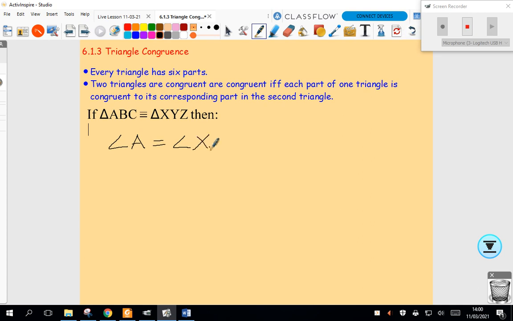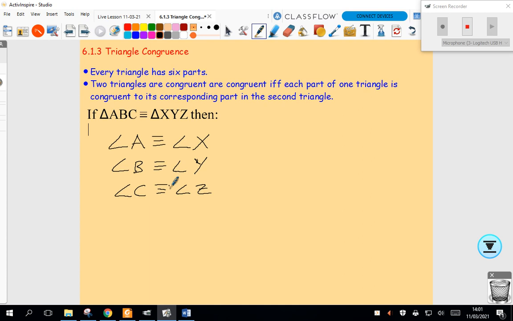Capital letters for vertices and angles. The angle B would have to equal the angle Y. And the angle C would have to equal the angle Z in measure. Another way of saying that is the angles are congruent. Each of those angles would have to be identical.